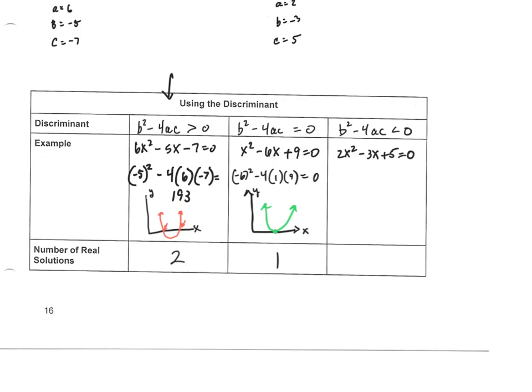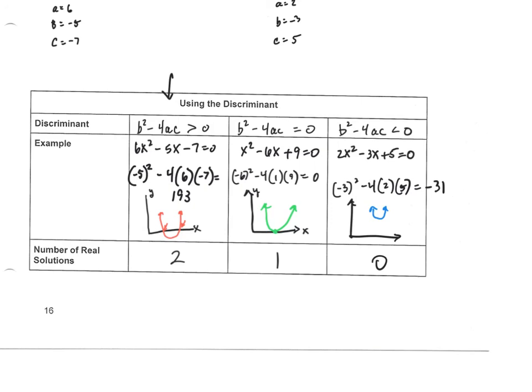And then finally my next example is when b squared minus 4ac is less than 0. Well, I have negative 3 squared minus 4 times a times c, and that is going to be equal to negative 31. So when I see that graphed, there is no solution. I can't find the square root of negative 31, so we have 0 solutions, and that graph is going to be up here. It's not going to cross over the x-axis anywhere.